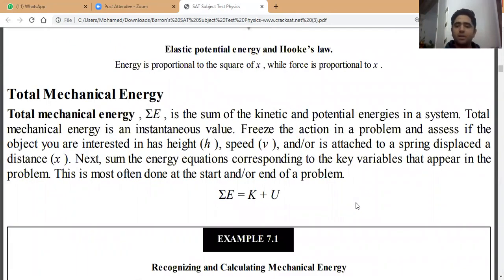Now we come to a very, very important conclusion here. We have taken the potential energy and the kinetic energy, and we understood that potential energy can either be elastic or gravitational. Now we move on to total mechanical energy. You have to say it that way: total mechanical energy. Total mechanical energy is the sum of the kinetic and potential energies in a system. So total mechanical energy is an instantaneous value.